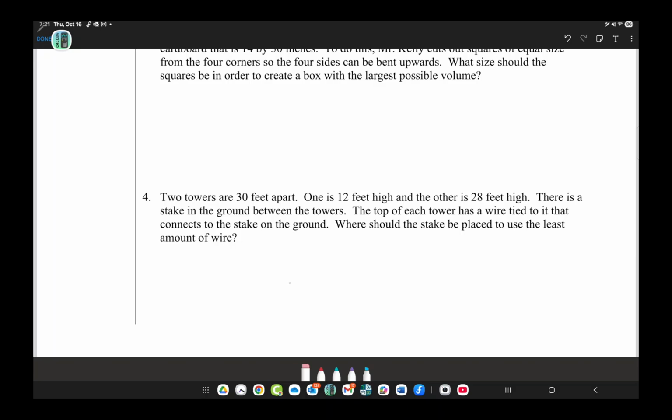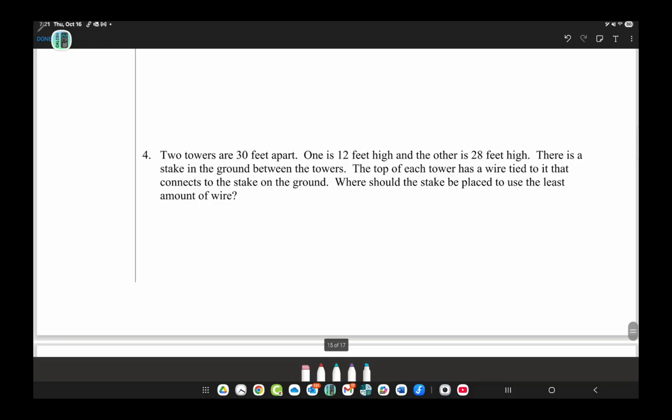All right, so to finish where we left off, which we kind of need because we're actually going to answer this question in the next section. So we have two towers that are 30 feet apart. One tower is 12 feet and another tower is 28 feet. So we have here our 12-foot tower and our 28-foot tower, and there's 30 feet in between.